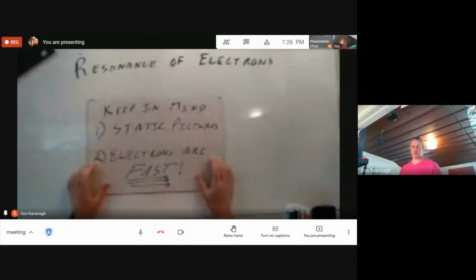Very, very fast. An electron could move all the way around the Earth in 18 seconds. So when we draw arrows showing an electron moving between two atoms, it's very realistic that an electron could move that very, very short distance because it moves so fast.